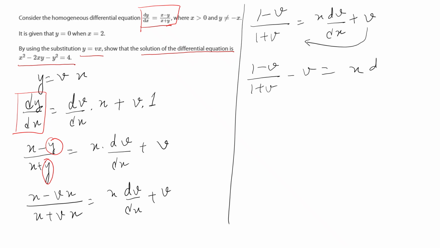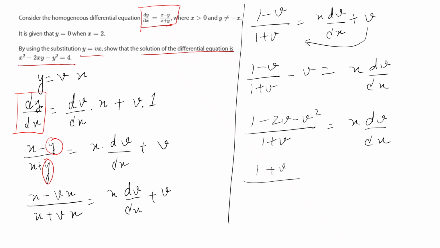And now after taking LCM, we will be getting 1 minus 2v minus v square upon 1 plus v, that is equal to x dv by dx. Now we will separate both the variables, x to one side and v to the other side. So I will get 1 plus v upon 1 minus 2v minus v square into dv, that is equal to 1 upon x dx. Now we can integrate both sides because now we have separated the variables.